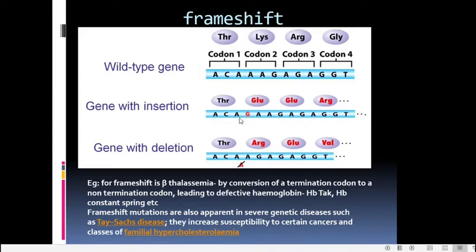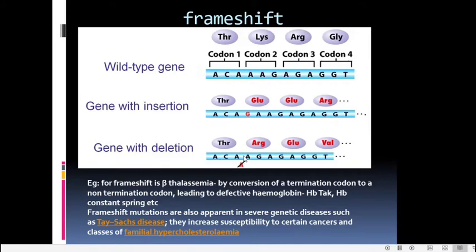Insertion of one or two bases can lead to such a change in the genotype and thereby the phenotype. The protein produced is entirely different. Now we will go to another condition where there is a deletion of a nitrogenous base. That is, here it is ACA, AAG.